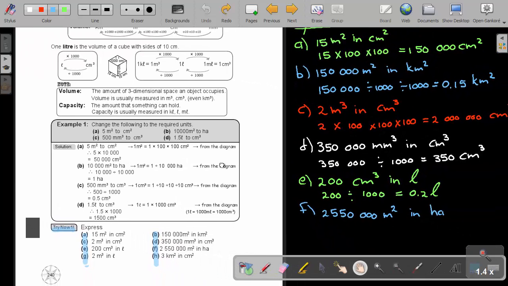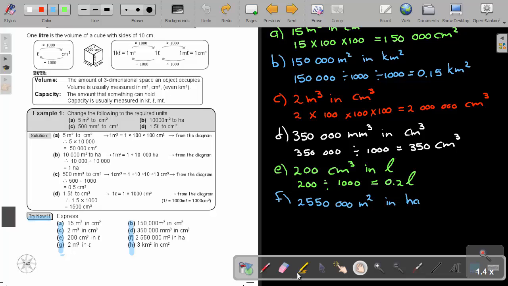So we're going to try to move it up a little bit. So I'm just going to say it's going to be 2,550,123, and I'm going to divide by 10,000, and that is going to give me, look, 255 hectare. Okay, we are at F, and now number G.